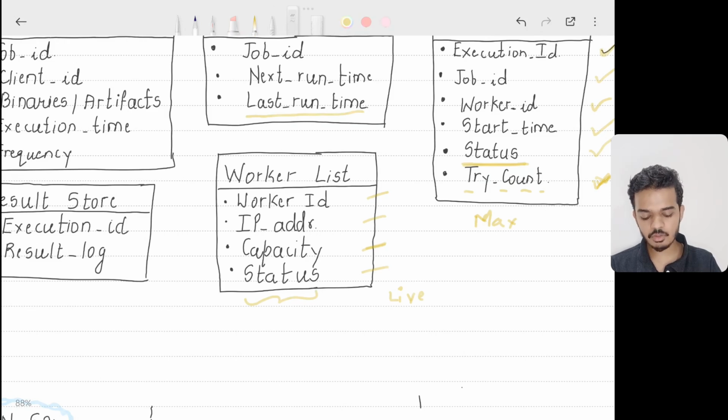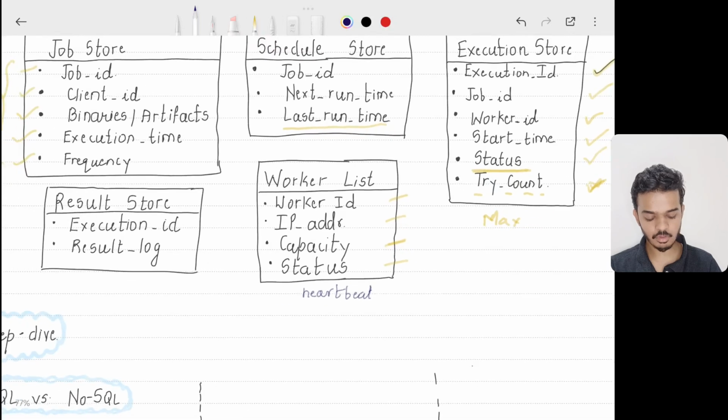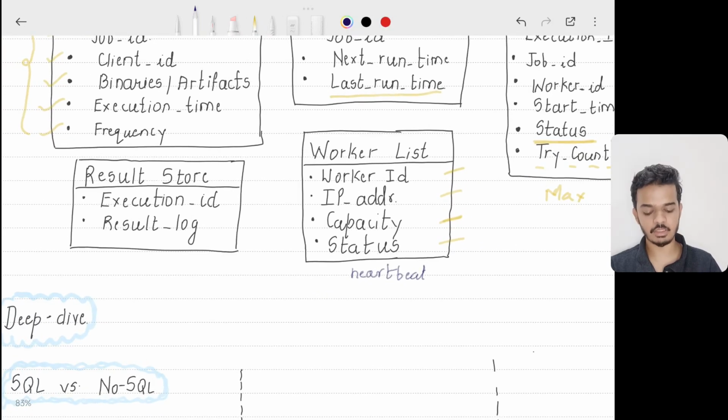Along with this, we can also store when was the last heartbeat we had received from the worker node. So heartbeat is something that is used to ensure that the worker node is live. So we can save the heartbeat also in the worker list.